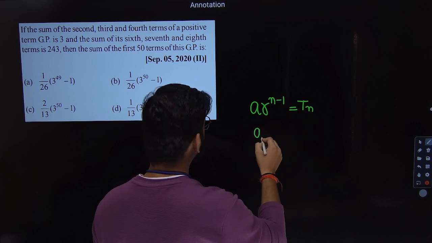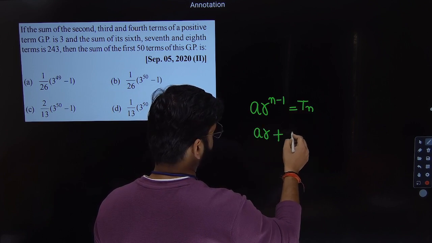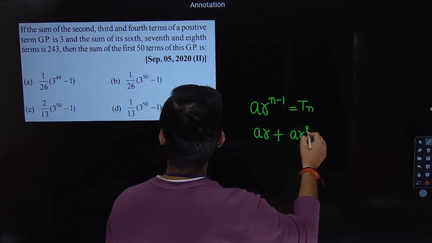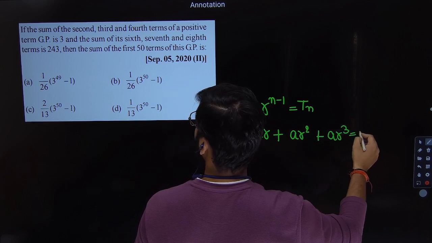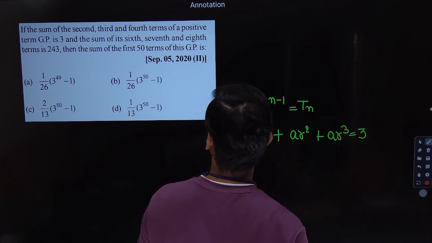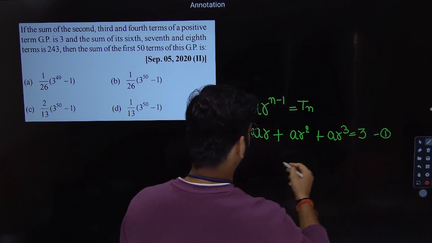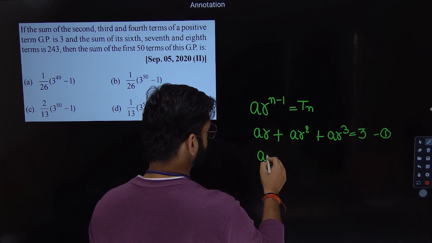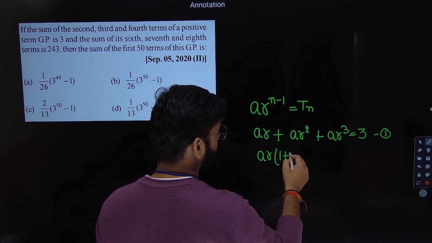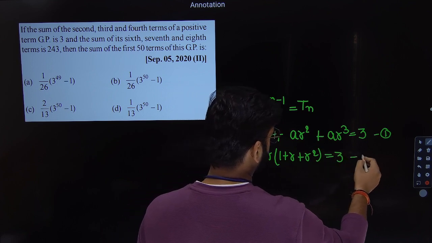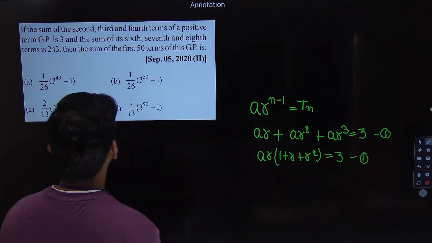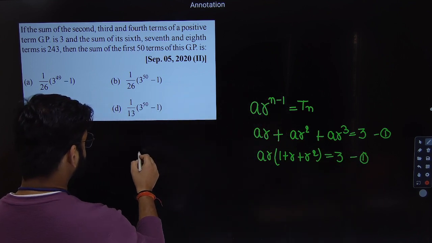What will be the second term? AR. What will be the third term? AR square. And what will be the fourth term? AR cube. So what is the sum given? 3. This is the first condition. So what can you take common from here? AR. So 1 plus R square is how much? 3.